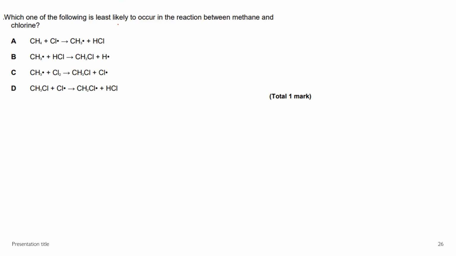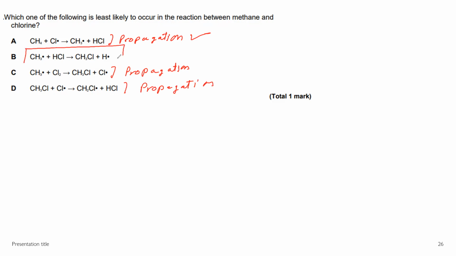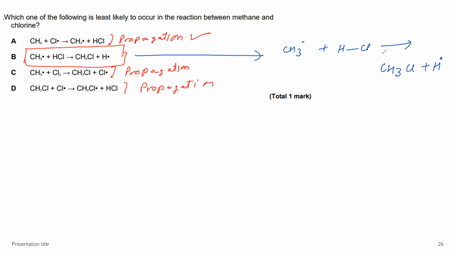So which of the following is least likely to occur in the reaction between methane and chlorine? Okay, so this reaction can occur. This is a propagation step, correct? So we have studied this. So this can occur. Even this is a propagation step. And even this is a propagation step. Now, if you look at this one, so what is happening here? See, here basically you have CH3 plus HCl. So it is giving you CH3Cl plus H radical, correct?